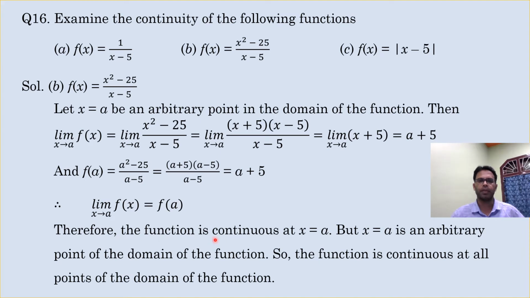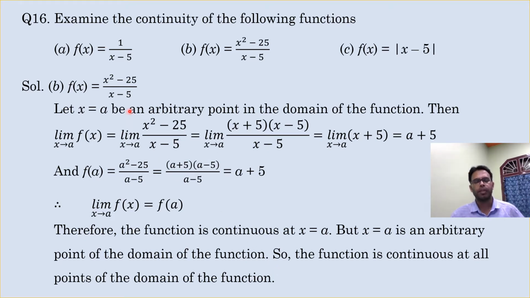So therefore the function is continuous at x equal to a. But what was a? You see here, a was an arbitrary point in the domain of the function. So the function is continuous in the domain.